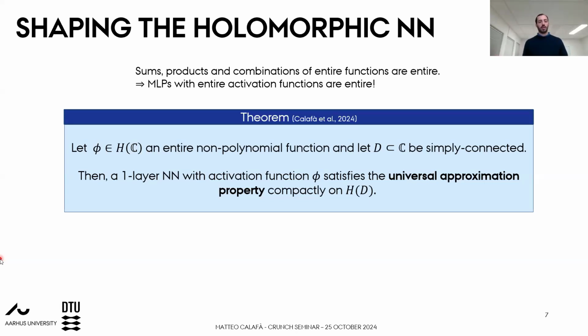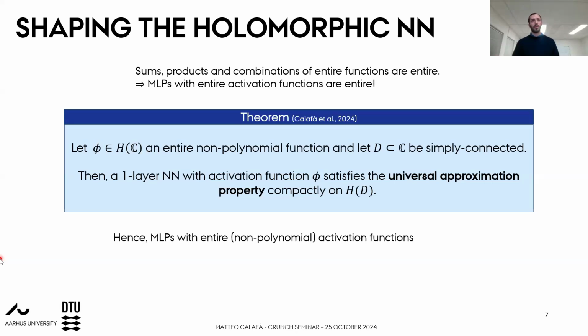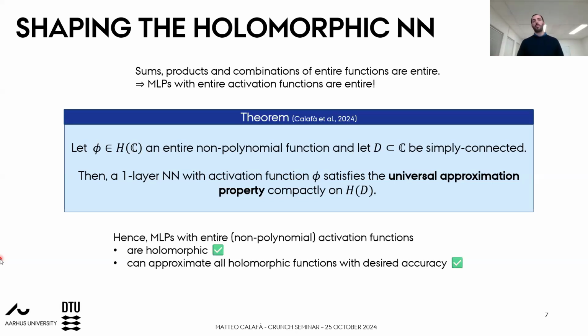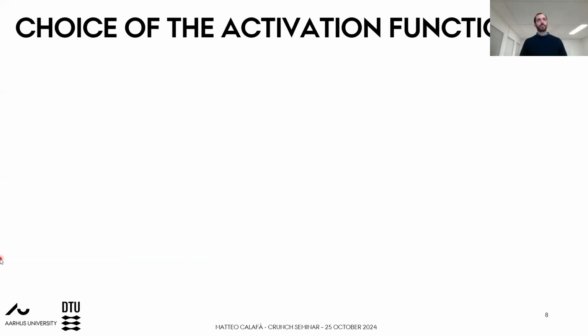Obviously, I will not talk about the details of this proof. It's quite technical, but to sum up, this choice for our neural network will be holomorphic and will approximate all holomorphic functions with desired accuracy. This is exactly what we were looking for. So it is worth trying to follow this path and see where we go. Next task is to choose our activation function.